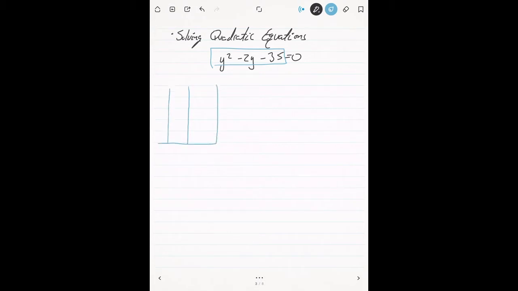And as I construct the box, I'm going to set up the y squared and the negative 35. So what times what got us y squared? That would have been y and y. And then what multiplied to get us negative 35, but adds to get negative 2y? Well, of the factors of negative 35, I'm thinking of negative 7 and positive 5. Because I would have 5y and negative 7y. That would give me the negative 2y that I want, but also multiplied to give me negative 35.